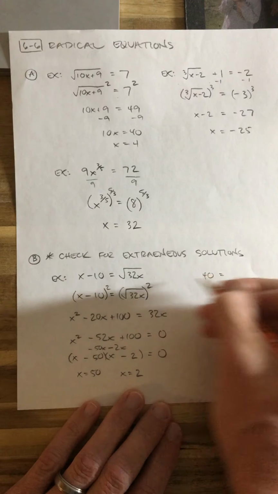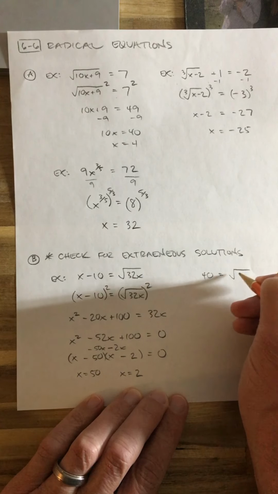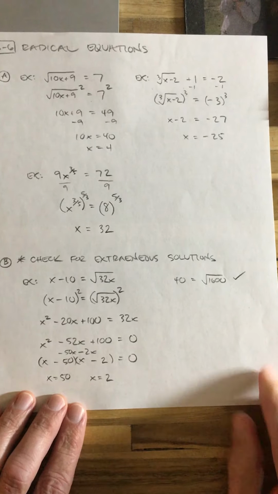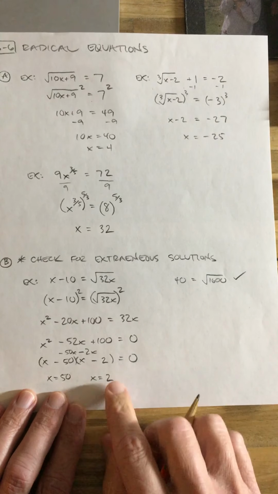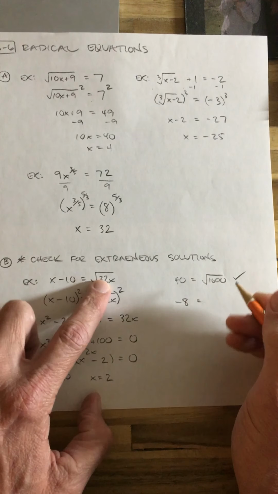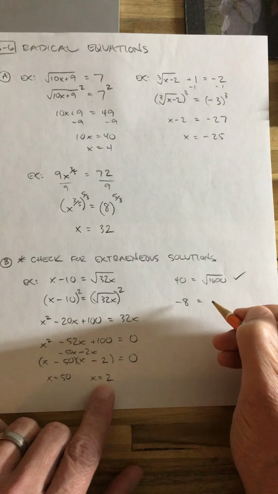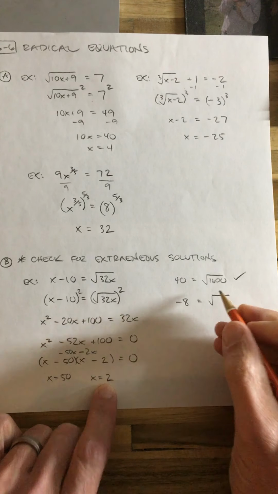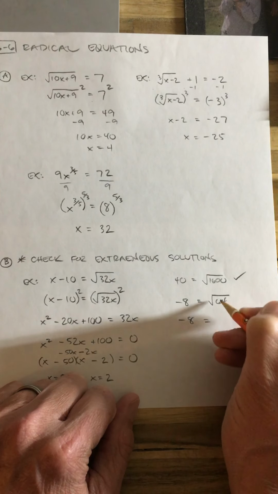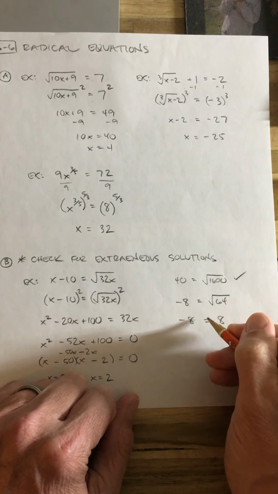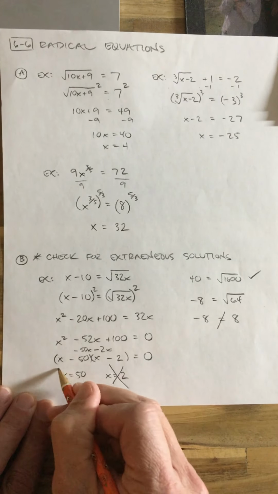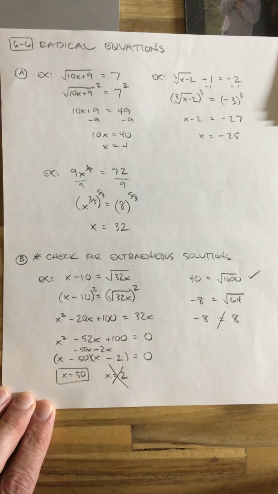So the square root of 1600, and that's 40. And that's true. That works. The square root of 1600 is 40. Now let's plug in the 2. 2 minus 10, what is that? Negative 8. Let's see what that equals. 32 times 2, the square root of that is 64, and so negative 8 equals, the square root of that is 8. Those do not work. So this guy is not a solution. This guy is your solution right here. You always have to check for extraneous solutions.